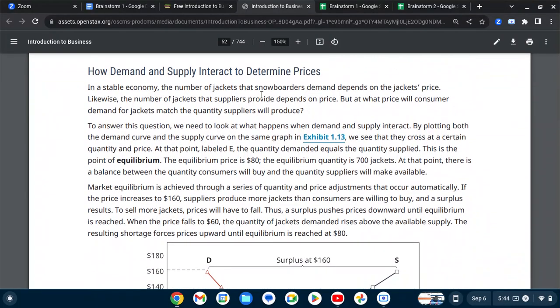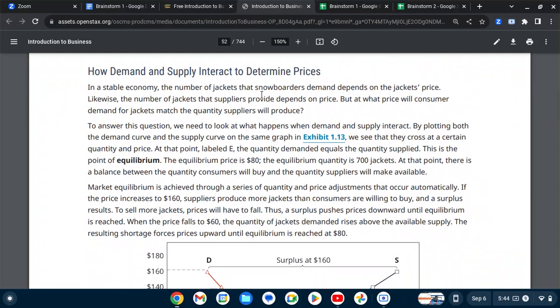How demand and supply interact to determine prices. In a stable economy, the number of jackets that snowboarders demand depends on the jacket's price. Likewise, the number of jackets that suppliers provide depends on price. But at what price will consumer demand for jackets match the quantity suppliers will produce? To answer this question, we need to look at what happens when demand and supply interact.